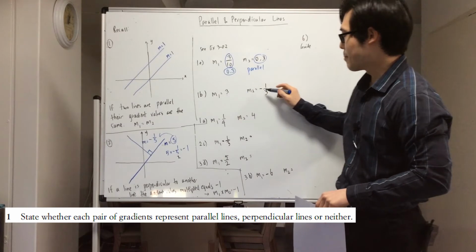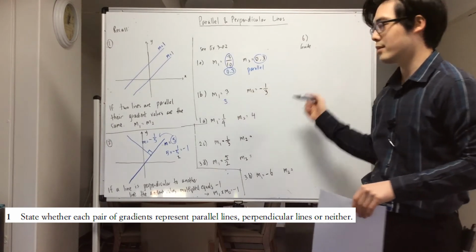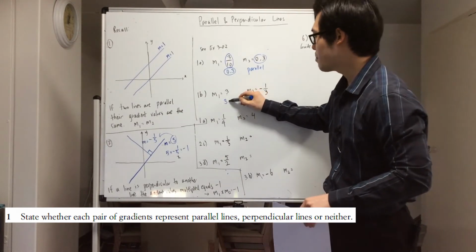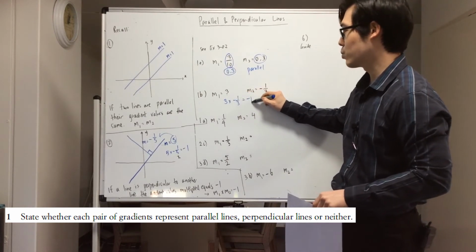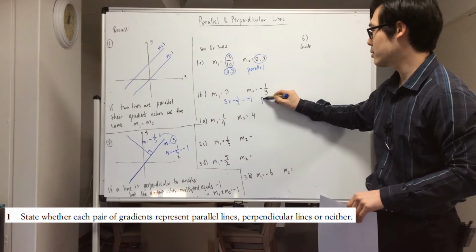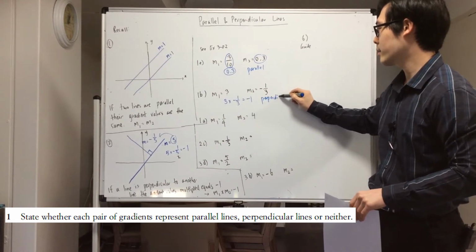How about B? We got 3 and -1 over 3. Obviously, they're not the same, so they're not parallel. But if I multiply it, if I put this in the calculator, you'll get -1. So that means these two lines are perpendicular, okay?